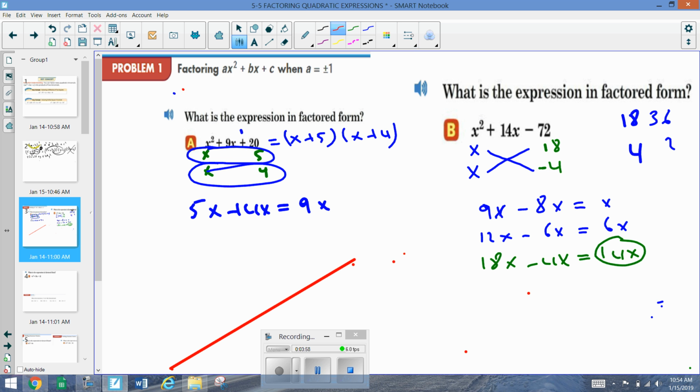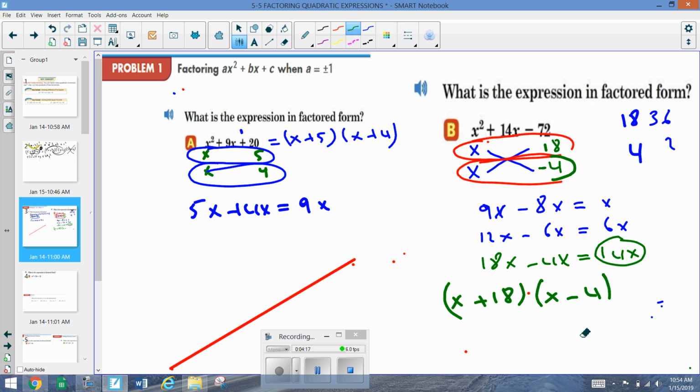After that, you will write those straight across. What does that mean? x plus 18, x minus 4, right? Those are the factors.